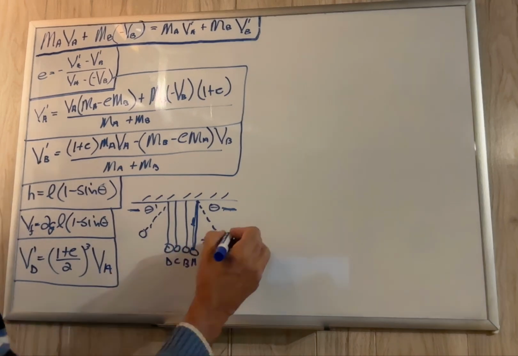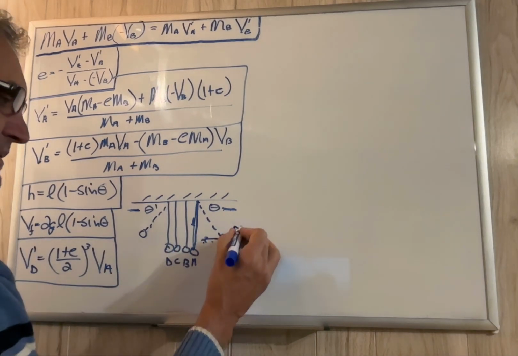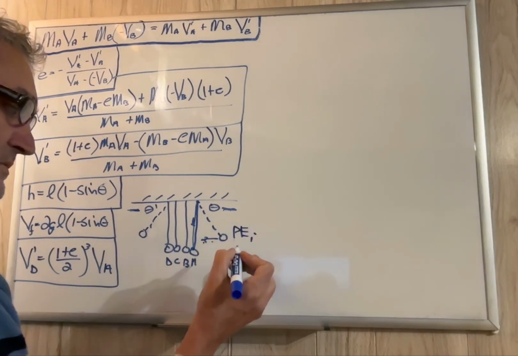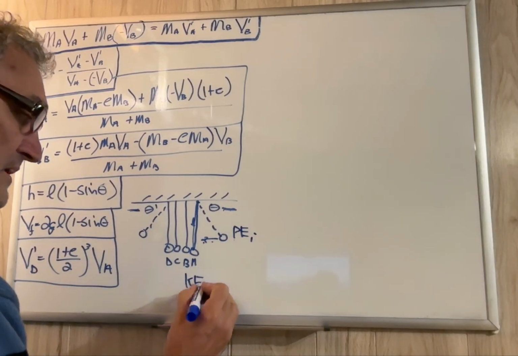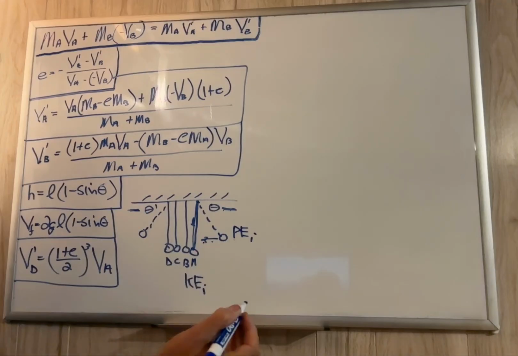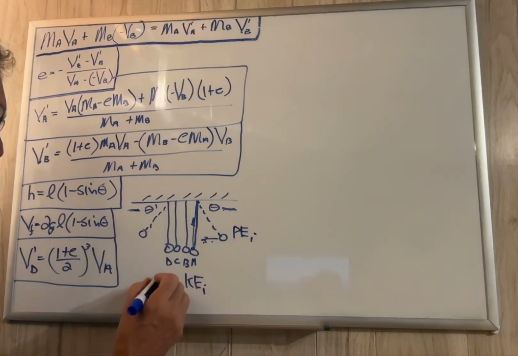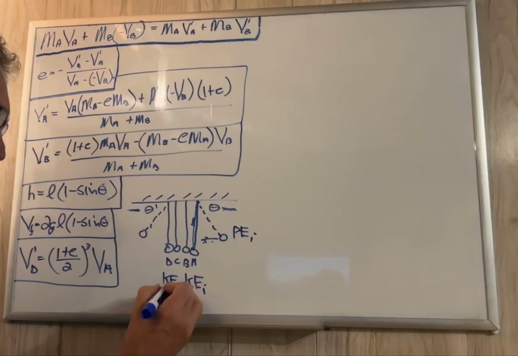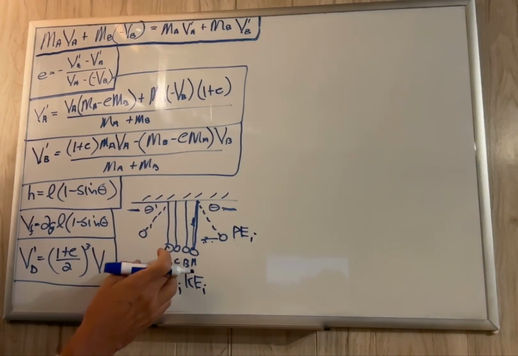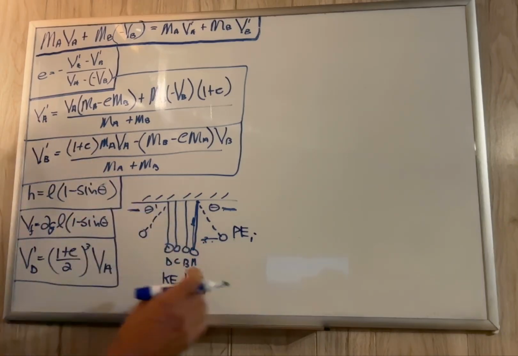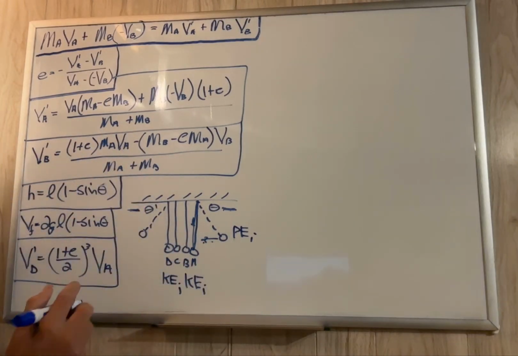Let's think about this as a potential energy up here. This would be our initial. The kinetic energy of B down here, initial, is going to be 0, right? Because it's not moving. And then we're going to have a kinetic energy of D, initial, because it is moving. Once D gets hit, it's going to have a velocity.